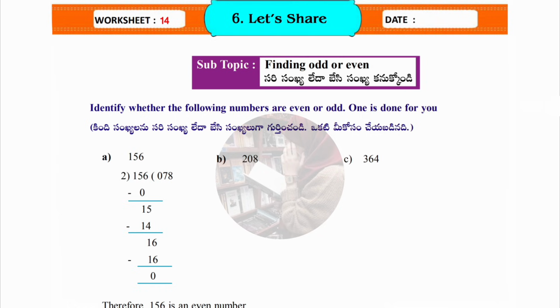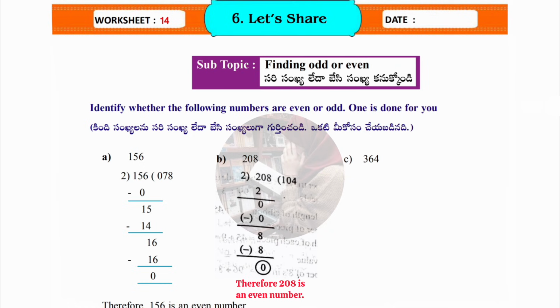So 2 zeros 0, 15 will be left, 2 sevens 14, 1 will be left, 6 will come down, it will become 16, then 2 8s 16, 0 is the remainder. If the remainder is 0, then you can say the given number is an even number. Understood? Let's see second one, which is 208 is given. So let's divide it by 2.